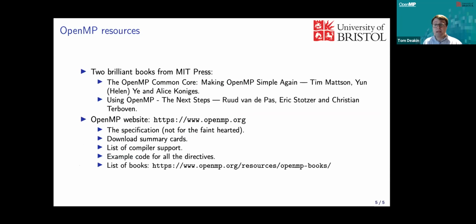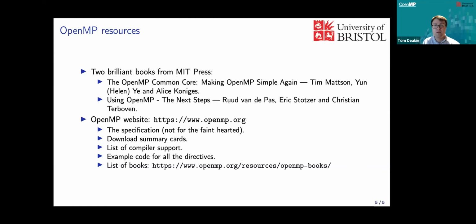So with that, we come to the end of the main content of the tutorial. There are two really brilliant books on OpenMP that have been released in the last few years, both from MIT Press. The first one is called The OpenMP Common Core: Making OpenMP Simple Again, by Tim and Helen and Alice. That's a really great introduction to the key parts of OpenMP, many of which we've talked about this morning. So if you'd like to dig more into that, I can highly recommend that book.